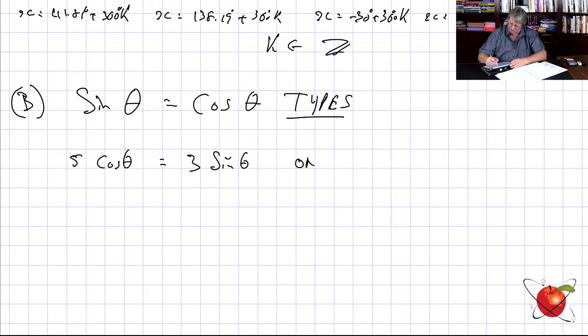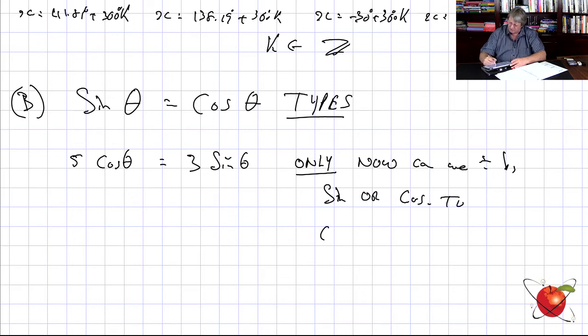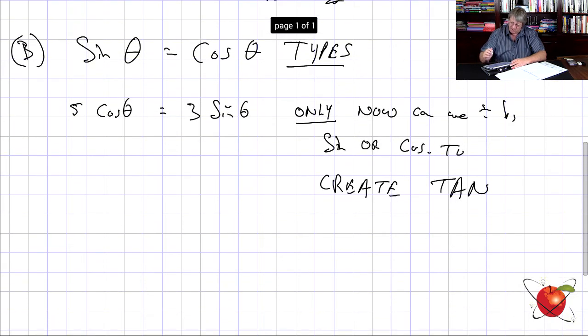Now, only now can we divide by sine or cos to create tan. There's a reason for that. Yes, you are allowed to divide by 0 to create tan, because 1 over 0 is infinity and tan can handle that. It's got an asymptote there. So it's an acceptable thing to do.